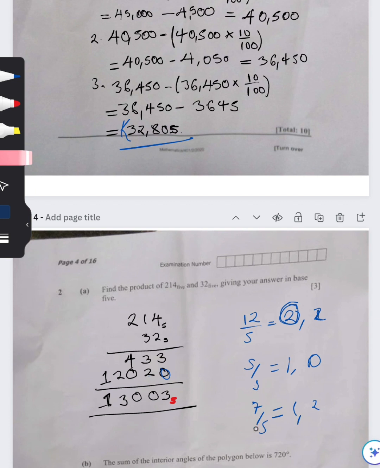Next, we're just going to add. So 3 plus 0 is 3. 2 plus 2 is 5. How many 5s are in 5? 1, remainder 0. I add 1, which is 4 plus 1, which is 5. So 0 again. I carry 1. So 3 plus that one, 2 plus that one is 3. And 1 plus 0 is 1. So the product of these two numbers is 13003 in base 5.